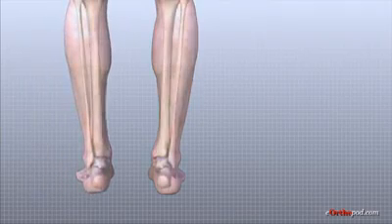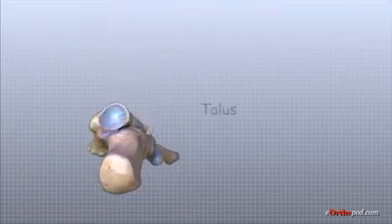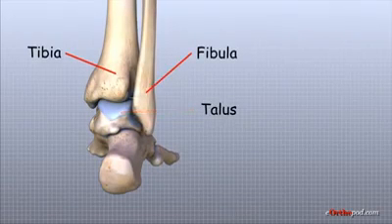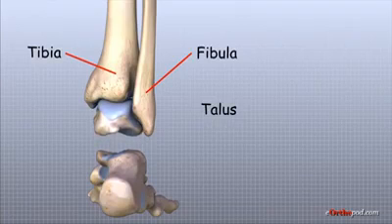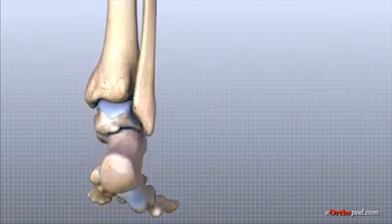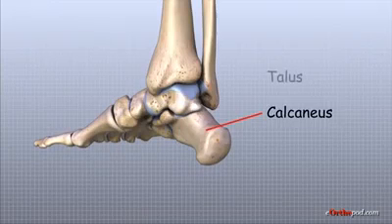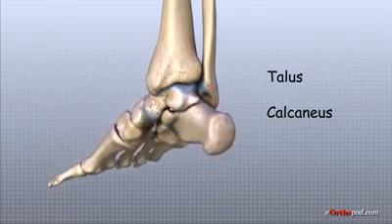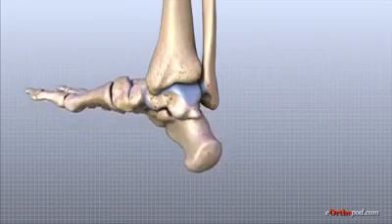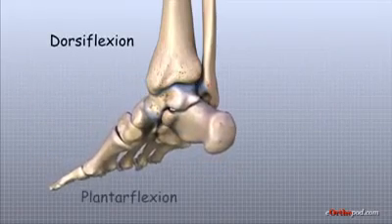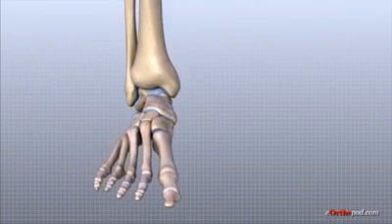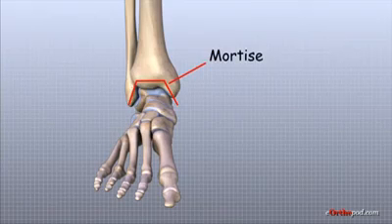The ankle joint is formed by the connection of three bones, the talus, the tibia, and the fibula. The top of the talus fits inside a socket that is formed by the lower ends of the tibia and the fibula. The bottom of the talus sits on the calcaneus, the bone that makes up the heel. The talus works like a hinge inside the ankle socket to allow your foot to move up, called dorsiflexion, and down, called plantar flexion.